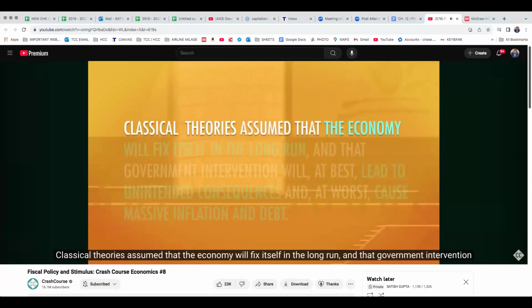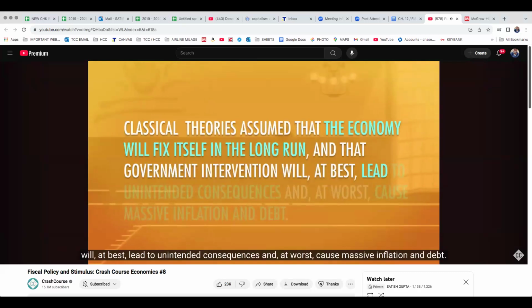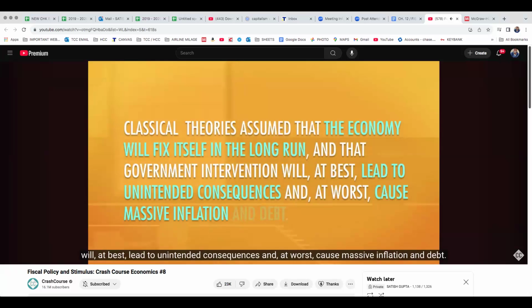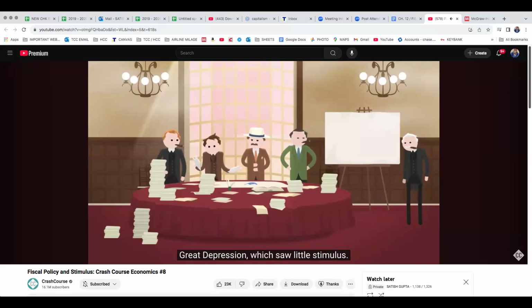Classical theories assume that the economy will fix itself in the long run, and that government intervention will at best lead to unintended consequences, and at worst cause massive inflation and debt. These theories dominated policy decisions during the early years of the Great Depression, which saw little stimulus.